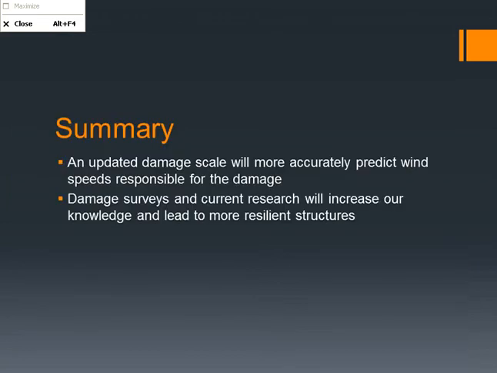So just in summary, the updated damage scale that we're working on, so improved damage indicators and degrees of damage based on what we see out in the field, will help us to predict what wind speeds actually cause that and what's responsible for the damage. But these damage surveys and also the work that we're doing at Western University will work to ultimately build more resilient structures. When we understand how they fail, we can try to prevent that failure and make our structures safer.